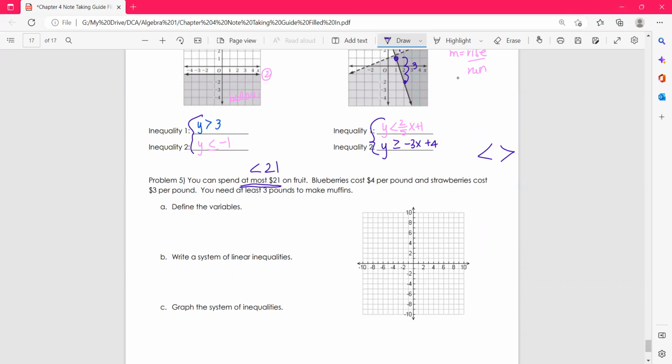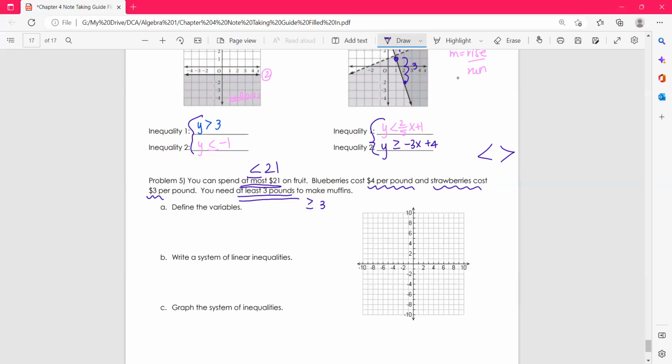Blueberries cost $4 per pound. Strawberries cost $3 per pound. You need at least, this is also important, so let's underline this, 3 pounds to make muffins. Let's also dissect that: at least 3 pounds. If you need at least 3 pounds to make muffins, could you have 2 pounds? Or 1 pound? No, you need at least 3, so that's got to be 4 or 5. So that's got to be greater than or equal to. These are actually both "or equal to"s.